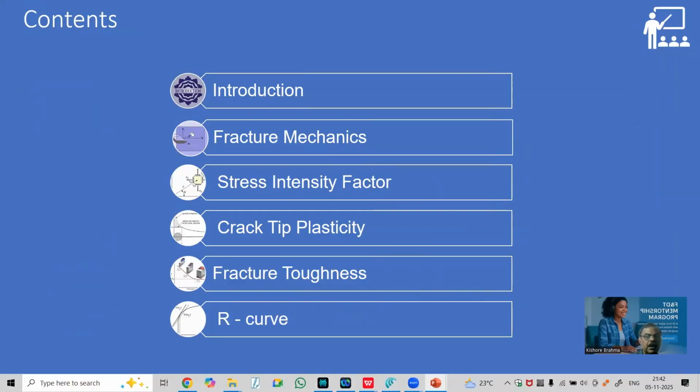The second unit on Introduction to Fracture Mechanics consists of the following subtopics: Introduction, Fracture Mechanics, Stress Intensity Factor, Crack Tip Plasticity, Fracture Toughness, and R-curve. Earlier videos have covered Introduction, Fracture Mechanics, and Stress Intensity Factor. Now we'll see Crack Tip Plasticity.